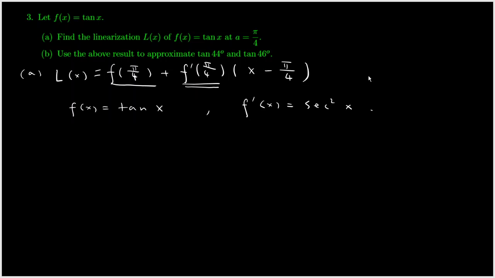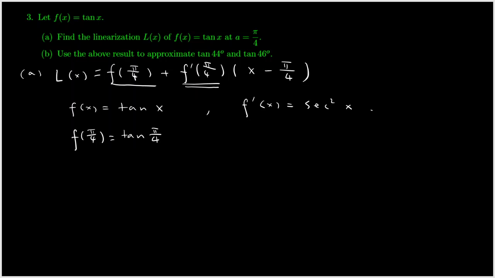And then in order to get the linear function, we need the value of the function at pi over 4. We need the derivative of the function at pi over 4. The value of the function at pi over 4, I mean tan of pi over 4, use the unit circle. Anybody want to tell me tan of pi over 4, please? Look at the unit circle, okay?